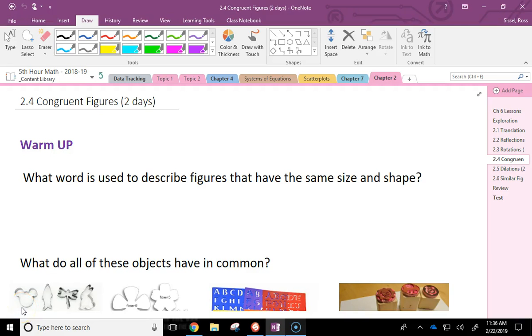Okay, alright, today we are starting lesson 2.4, which means we are starting with congruent figures. So, warm up.